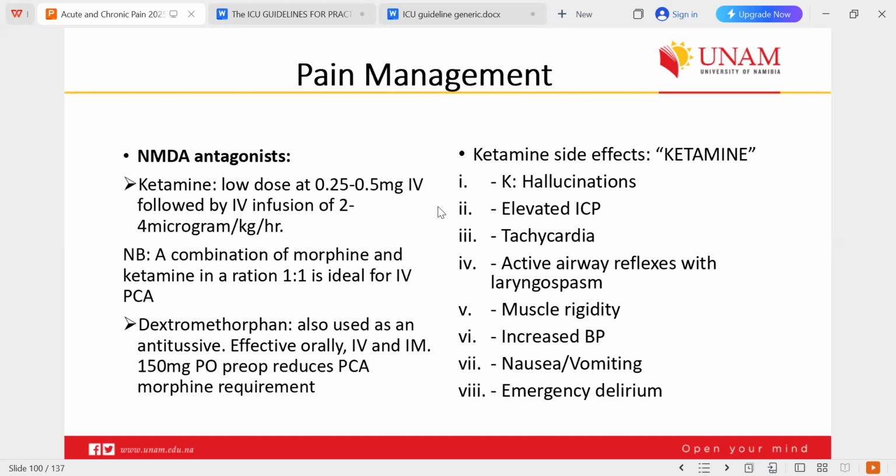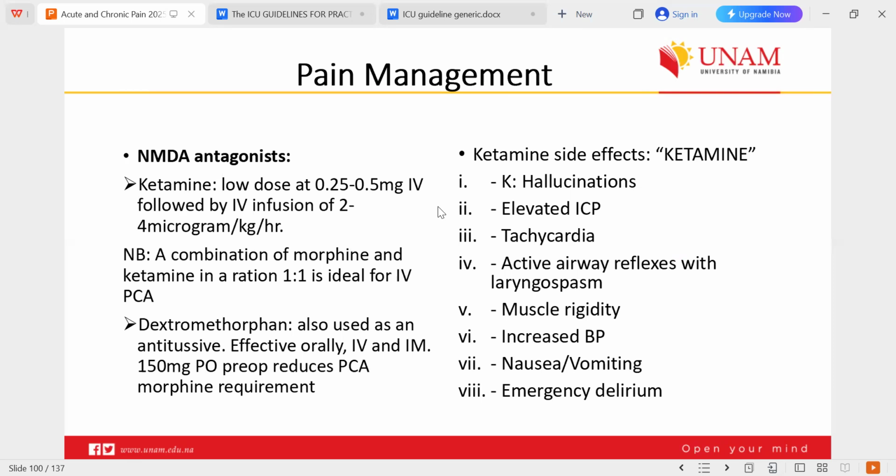Okay, then we have the other ones, the NMDA antagonist ketamine, for instance, which at sub-anesthetic doses can help reduce opioid dependence and reduce total opioid consumption. Dextromethorphan, also used as an antitussive, is an NMDA antagonist, and it can be used to reduce your patient-controlled analgesic morphine requirement.